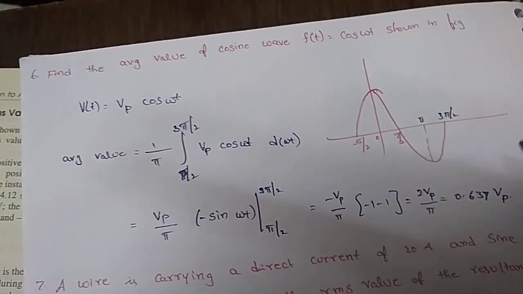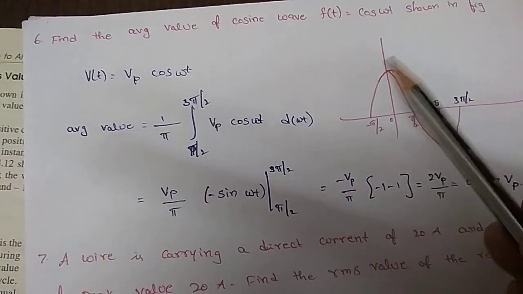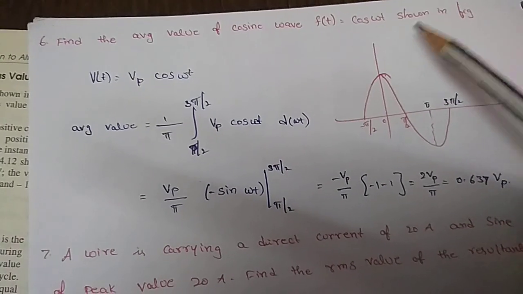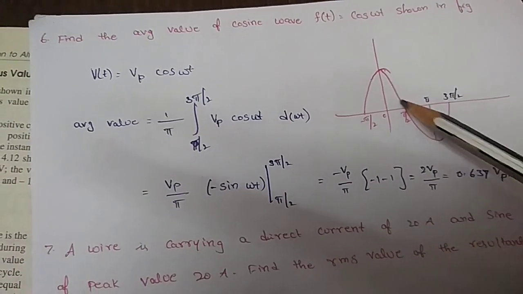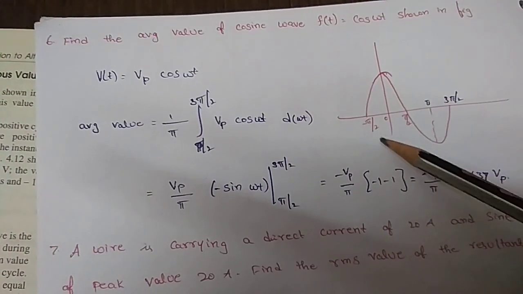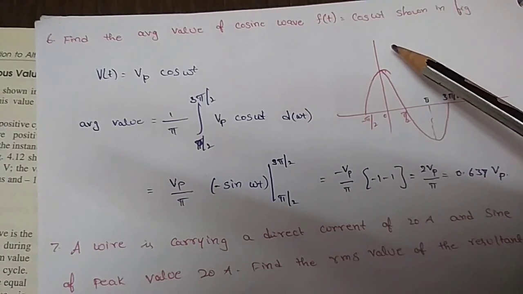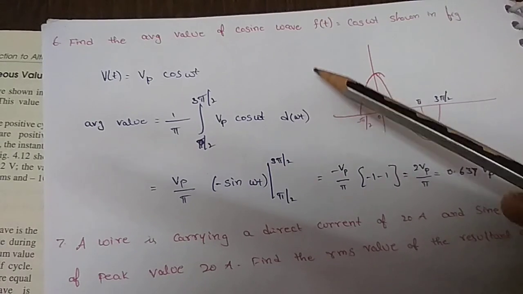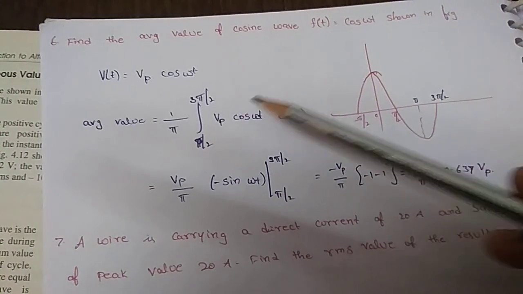Coming to this average value, here in the problem itself they mentioned the waveform is a cos waveform. So this is the waveform they have given. For this waveform, they want to calculate the maximum average value.